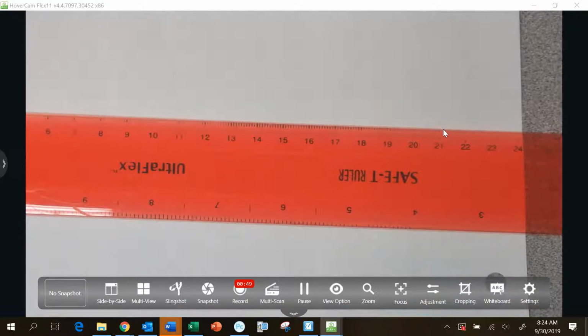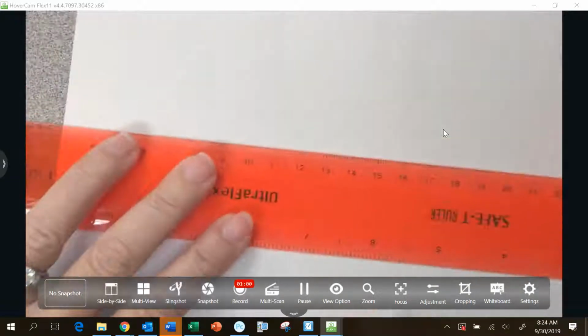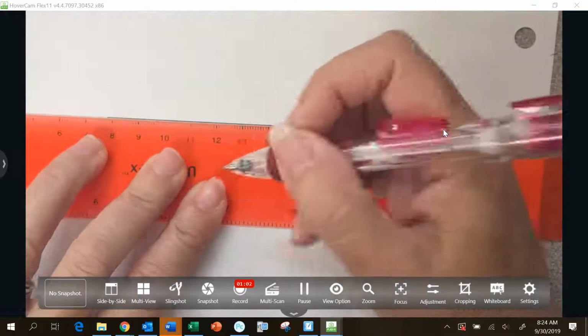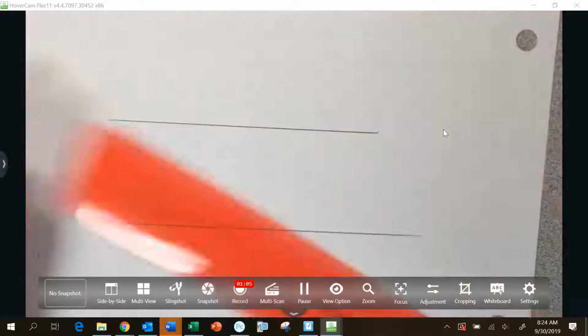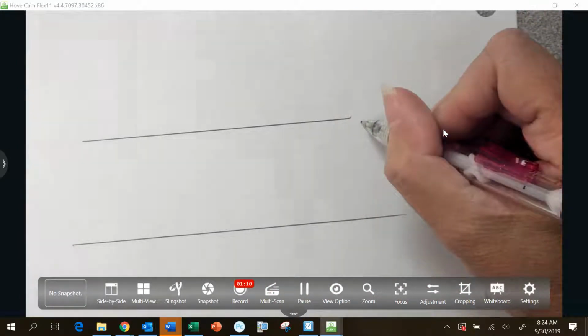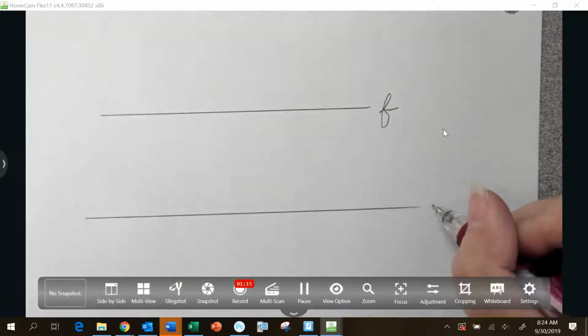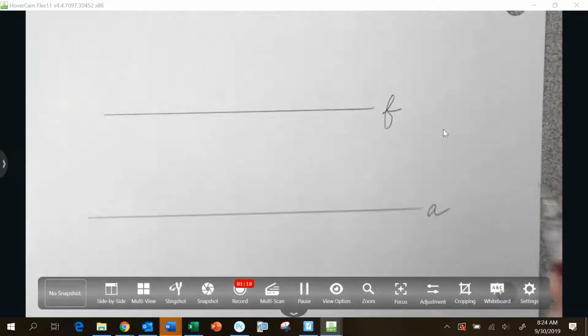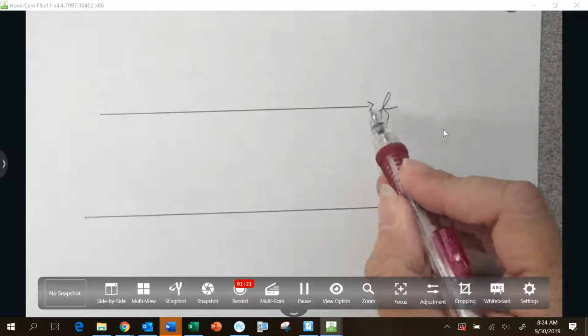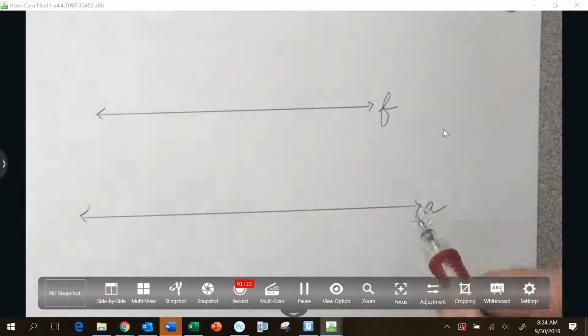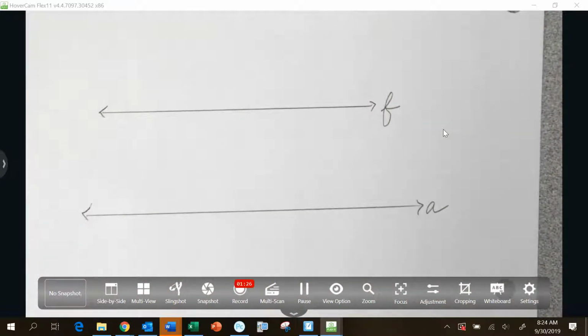Make some parallel lines. Okay, let's call that line, what should we call it? Line F and line A. Okay, sorry. Oh, I didn't make them lines yet. Let me make them lines. There we go. We've got some parallel lines. I just use my straight edge to make them.